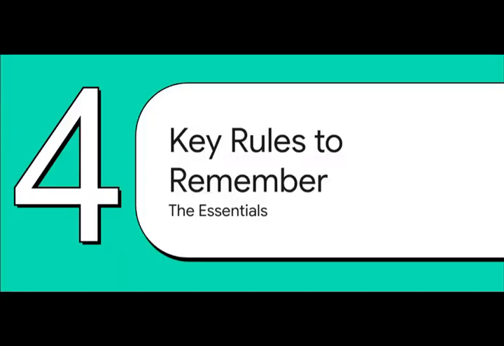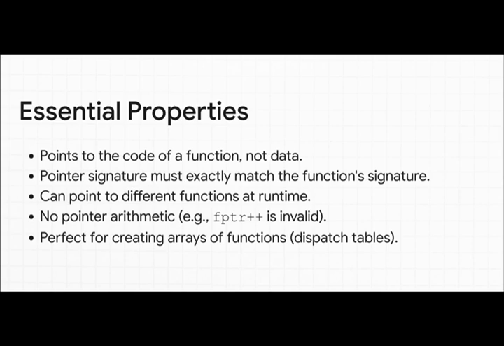So, before we wrap this up, let's do a quick recap of the most important rules to remember when you're using these. All right, quick rundown. Number 1, they point to code, not data. Number 2, and this is non-negotiable, the signatures have to match exactly. Return type, parameters, all of it. 3, their whole magic is that you can change what they point to while your program is running. 4, and this is a big gotcha, you can't do pointer math on them. FPTR++ just doesn't work. It makes no sense. And finally, as we saw, they are absolutely perfect for building those super clean dispatch tables.